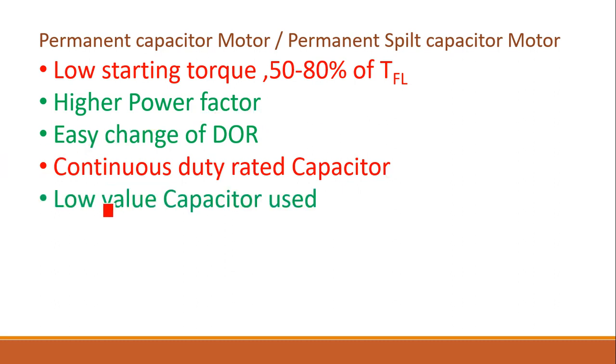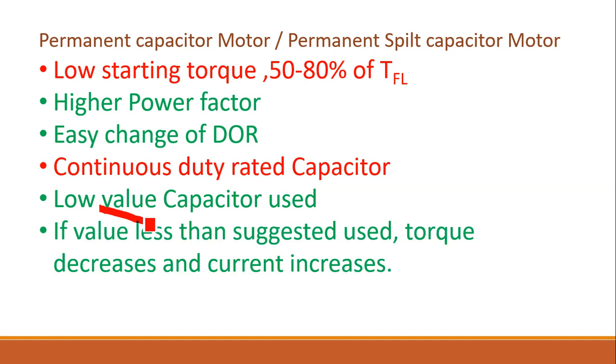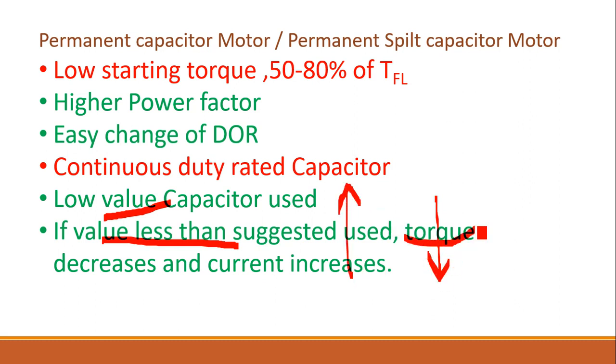The capacitor value is low, like 3 microfarad. Now, if the 3 microfarad value is specified by the manufacturer, the technician should not reduce the value. If you reduce the capacitance value, the torque will also reduce and the current will increase. So as a technician, if you are rewinding the motor, you have to use the same value of capacitor.